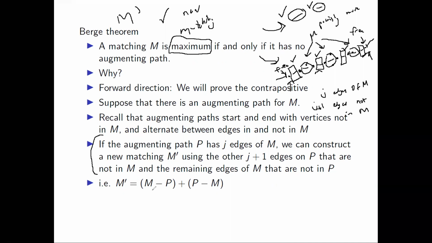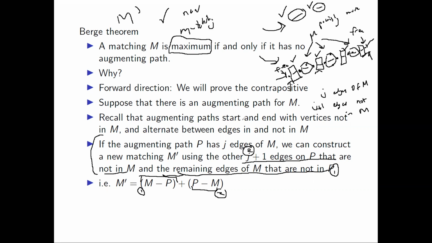So we're taking the remaining edges of M that are not in P. That part is this right here. So I'll call that 1. And then this part right here, the P minus M, this is the j plus 1 edges on P that are not in M. So we'll call that 2. So that's 2 right there. So it is the same thing. It is just a symmetric difference that we've constructed for that larger matching, M prime.